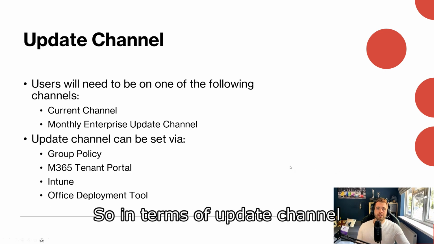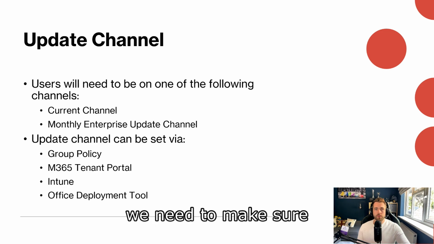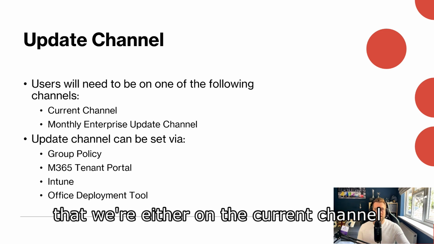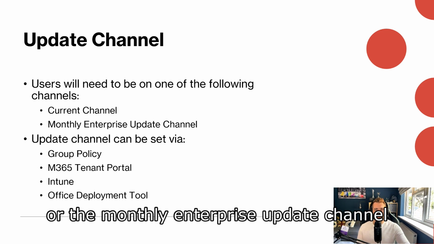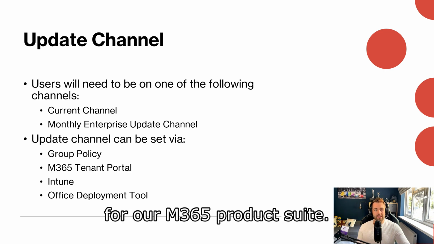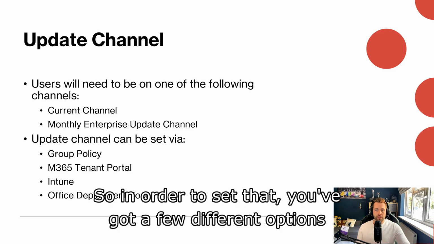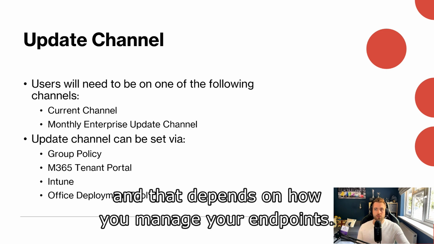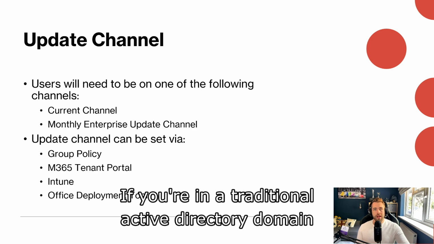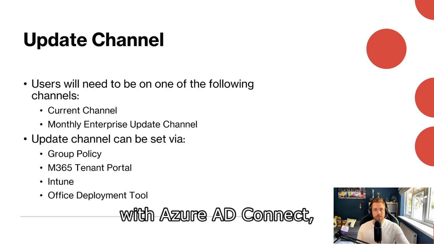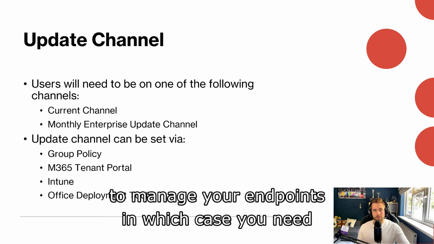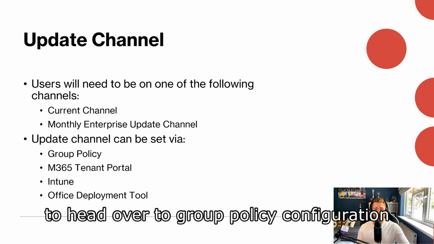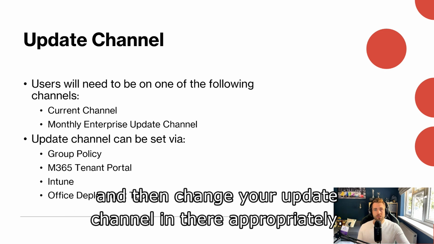So in terms of update channel, in order to leverage Copilot when it drops, we need to make sure that we're either on the current channel or the monthly enterprise update channel for our M365 product suite. In order to set that, you've got a few different options, depending on how you manage your endpoints. If you're in a traditional Active Directory domain with Azure AD Connect, then you might be using group policy to manage your endpoints, in which case you need to head over to group policy configuration and change your update channel in there appropriately.